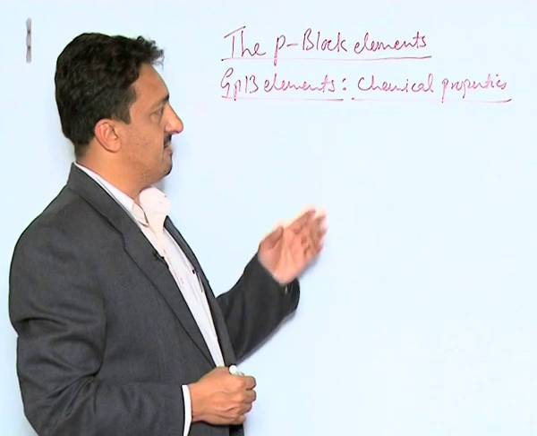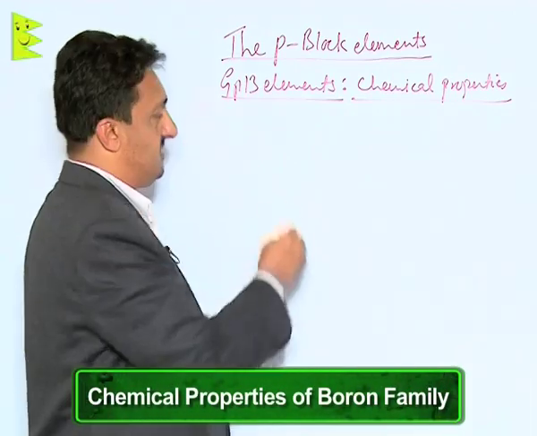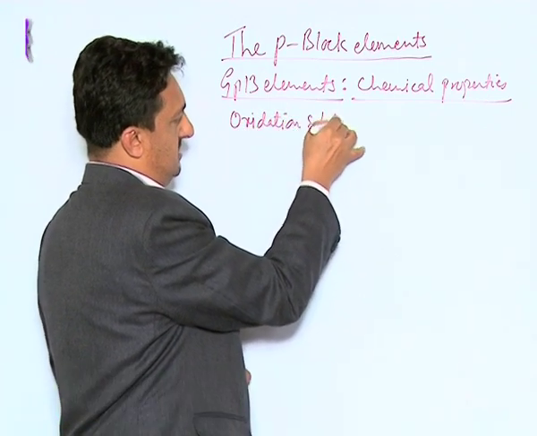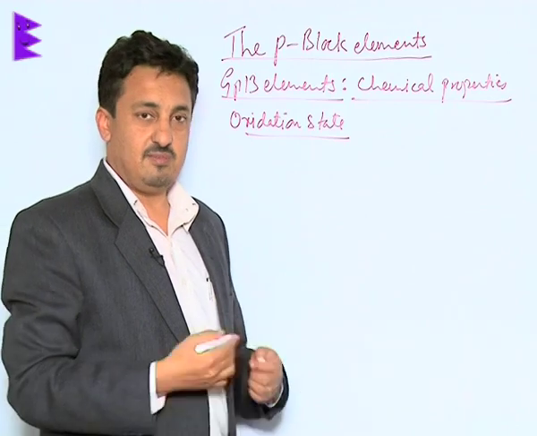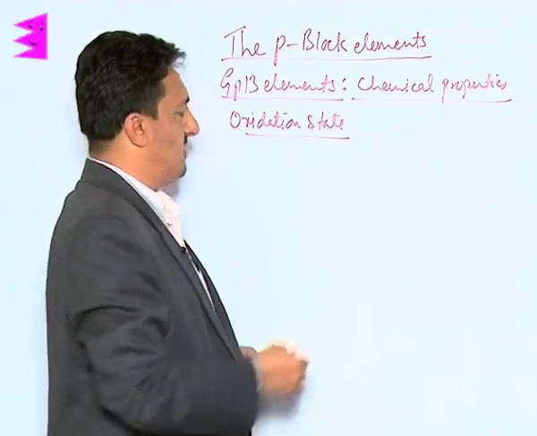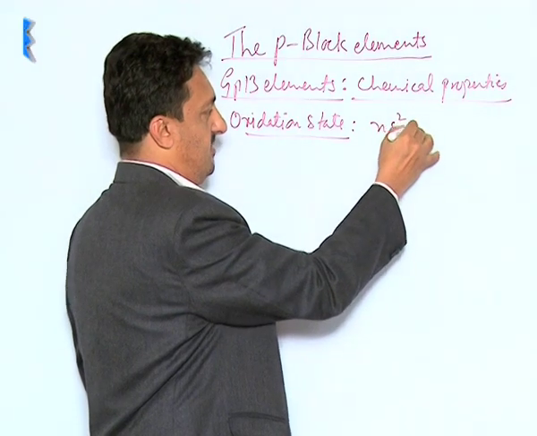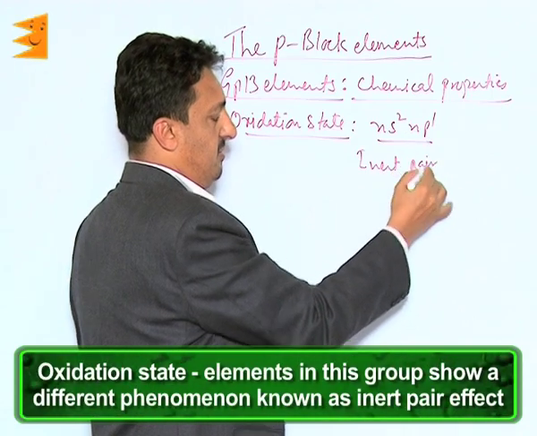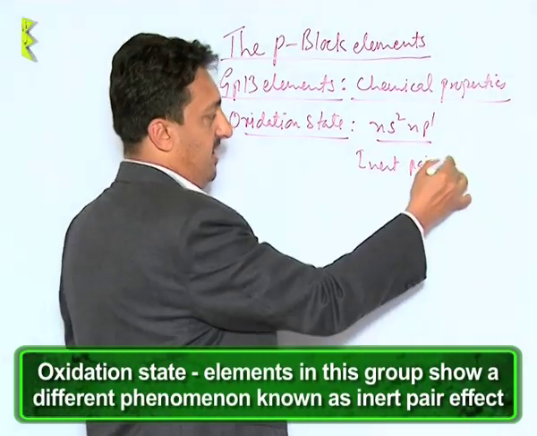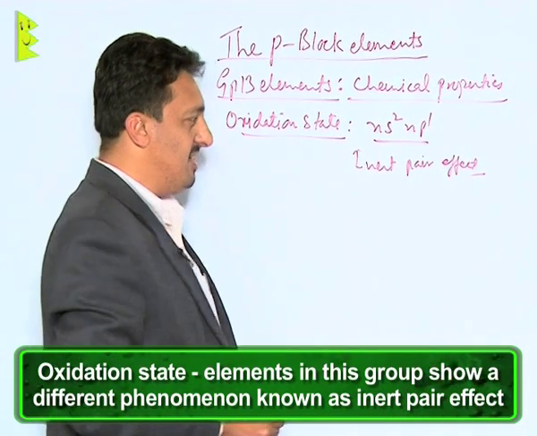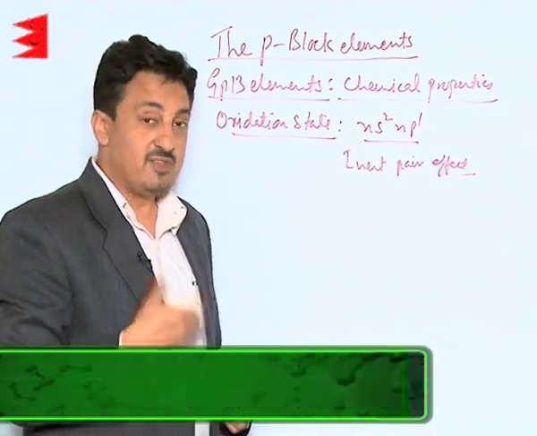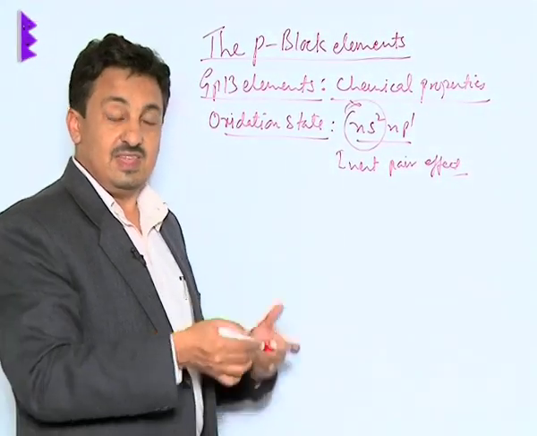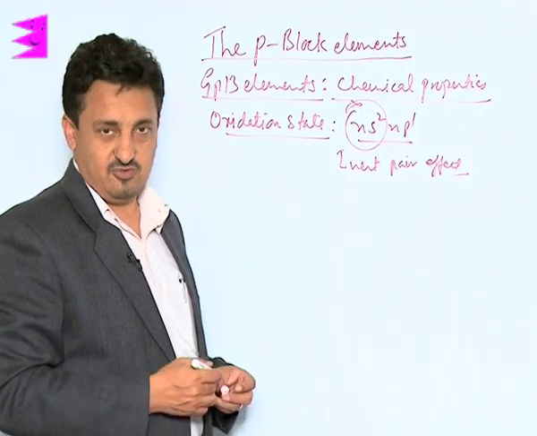Now let us discuss their chemical properties. First, we have oxidation state and their other chemical reactivities. In the oxidation state, we know that their general configuration is ns2 np1. They show a unique phenomenon called the inert pair effect, which is a consequence of the poor screening of the ns2 electrons specifically by the inner f or d electrons.